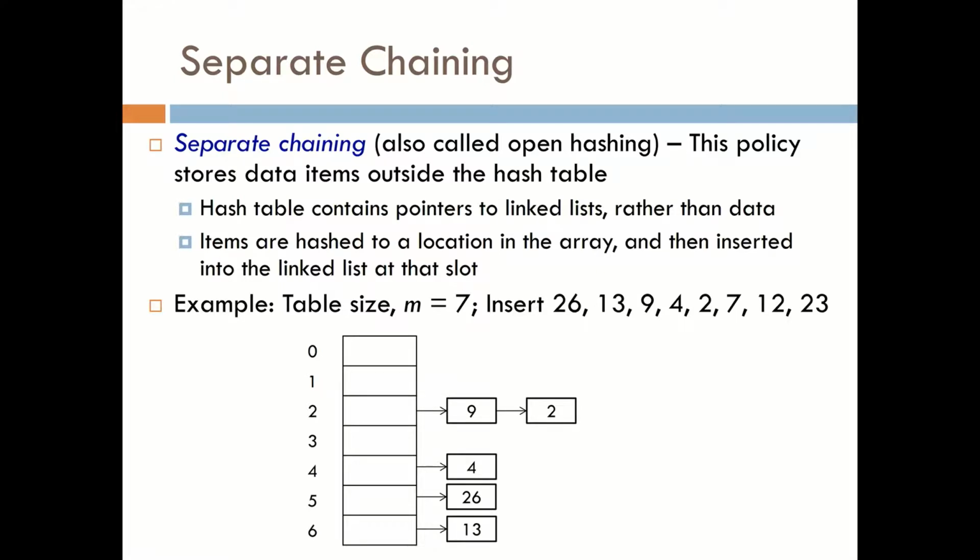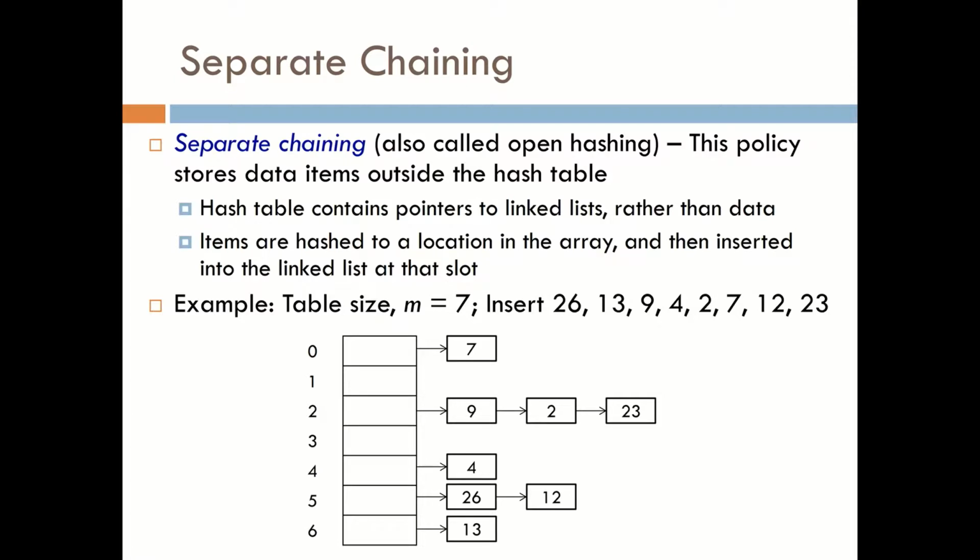We then take 7. Okay, so 7 will hash to location 0 because 7 mod 7 is 0. We take the value 12. 12 mod 7 is 5. And so we have to extend that particular linked list by adding 12 to the end of it. And finally, we hash the value 23, and that extends the linked list that is anchored at element 2 of the table.